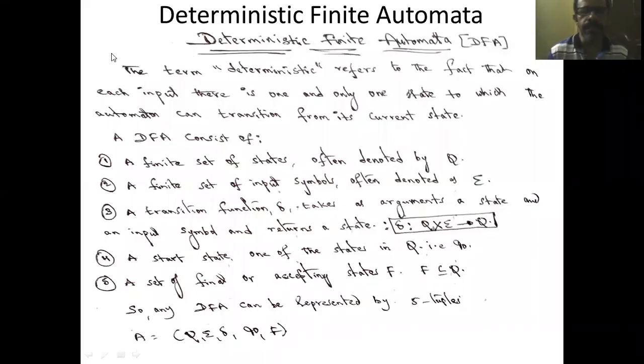In this video, I'm going to explain deterministic finite automata. What is deterministic finite automata, and how can we represent it? I'll explain in this video.